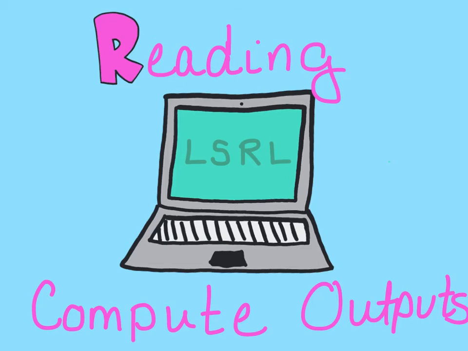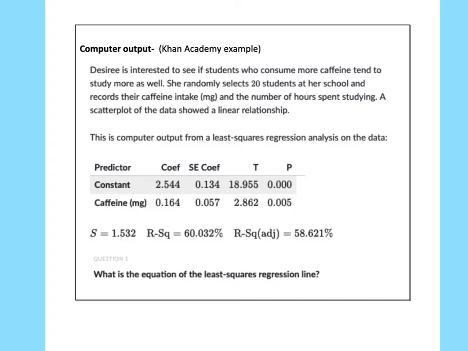One of the skills you need to be really good at for your AP exam and this course is being able to read outputs for least squares regression lines from different software programs. So they're all going to look a little different depending on the software that generated them. Here's one example that is taken from Khan Academy.